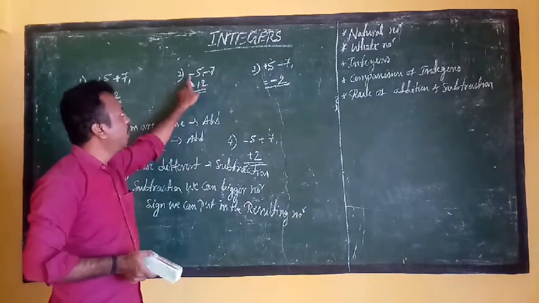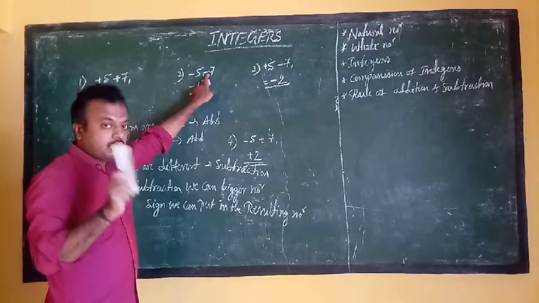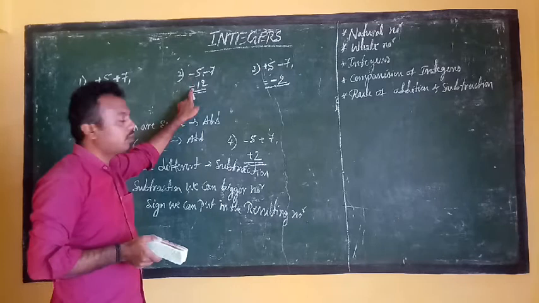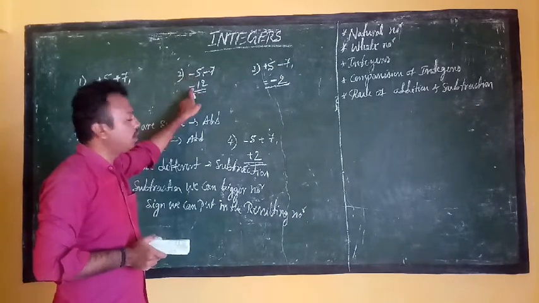5 plus 7 is 12. After the addition, whatever sign is in the question, the same sign we put in the resulting number, so minus 12. If it is plus, we have to put plus.